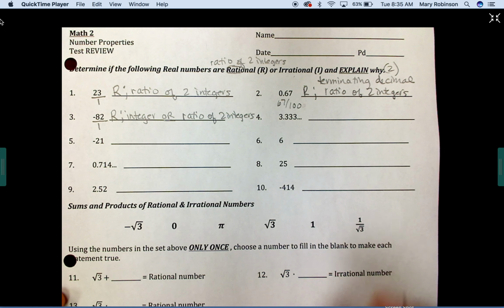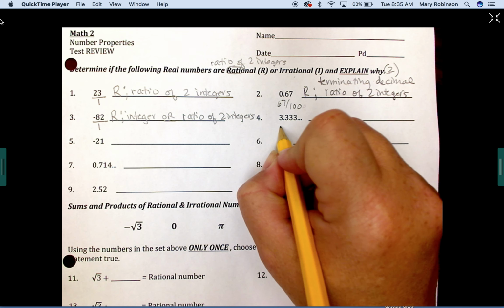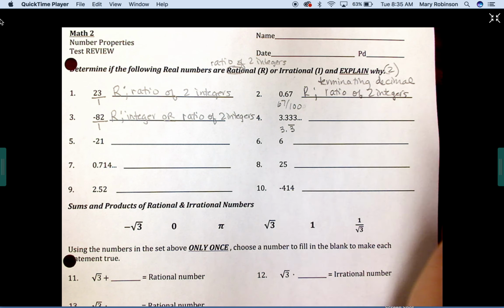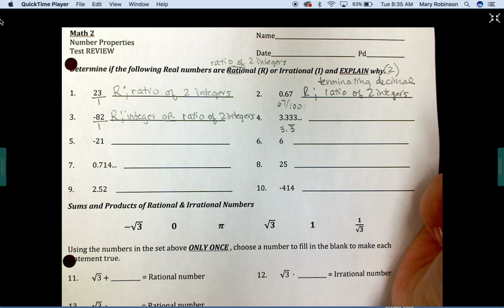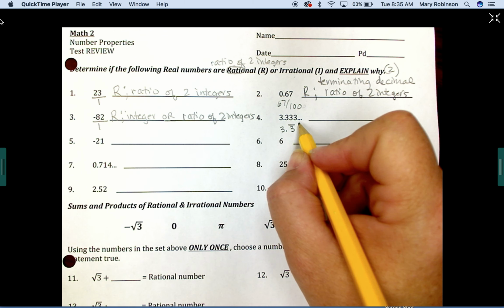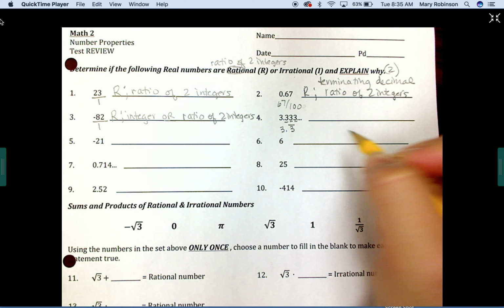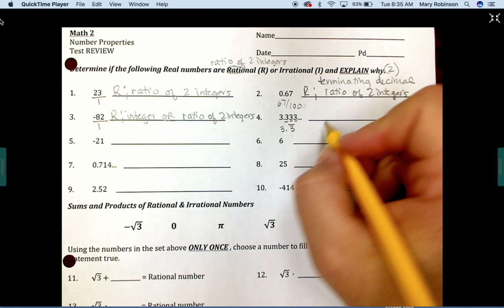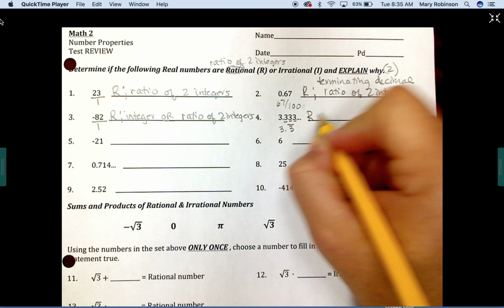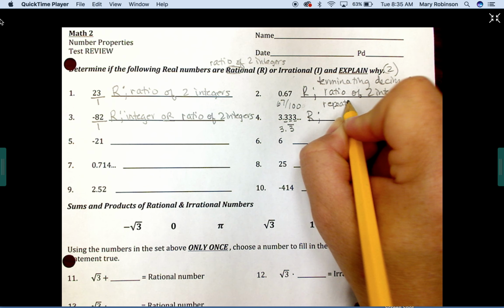For number 4, we have 3.333 with an ellipsis. Remember that this can also be written as 3.3 with a vinculum. So the ellipsis indicates that it does not terminate, so it is non-terminating. But we notice that because we do have repetition of the 3's after the decimal, it is a repeating decimal. So we can say that that is rational because it is a repeating decimal.